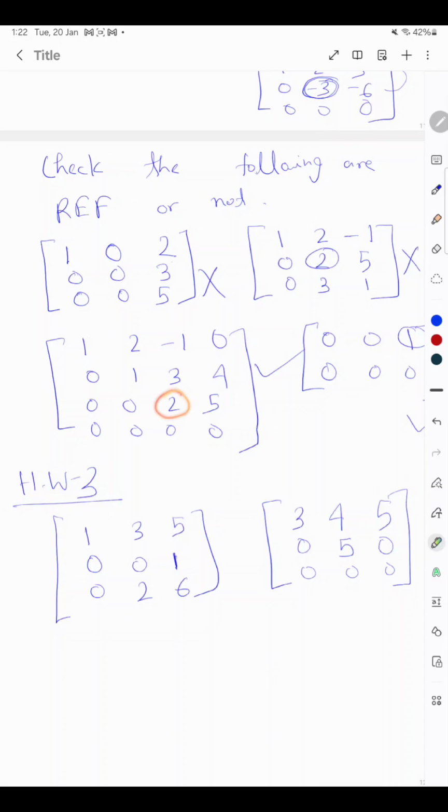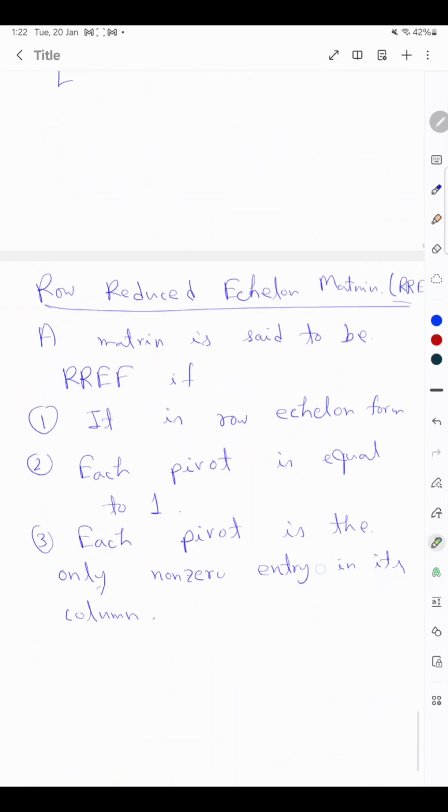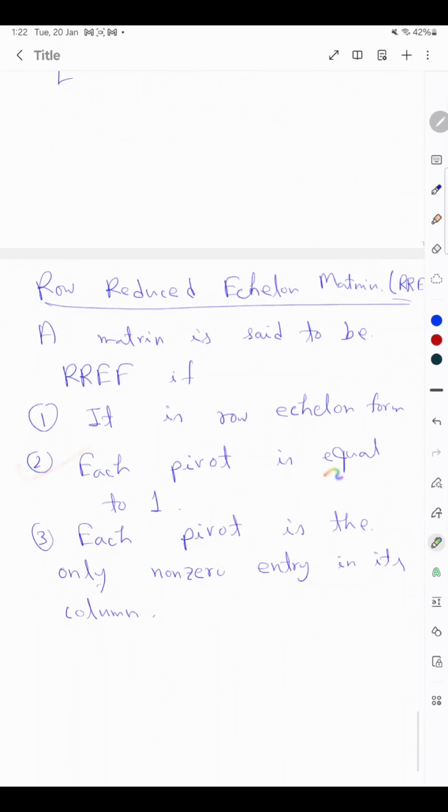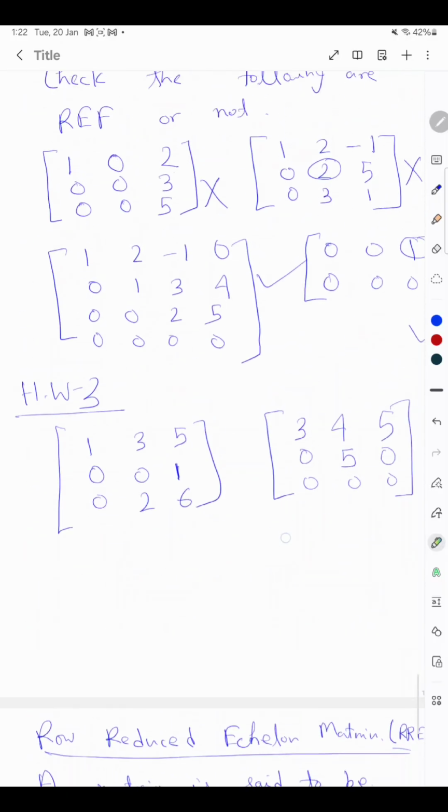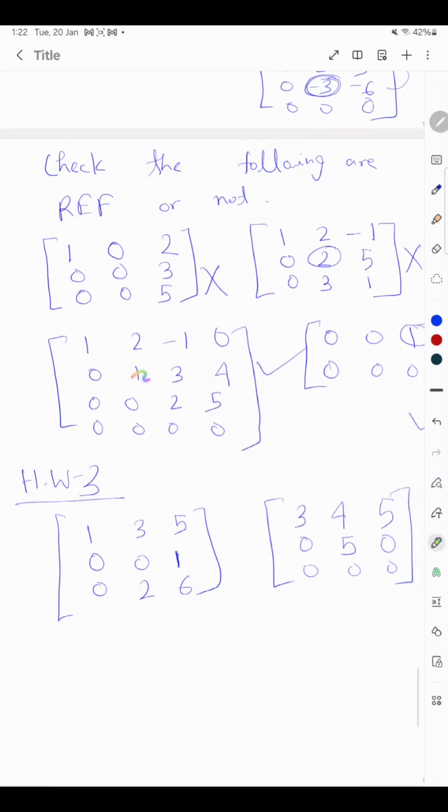Whenever you have to make this into RREF, what modification do you have to do? First you have to make this 2 into 1, because this is also a pivot, right? This is the property that each pivot is equal to 1. Next, each pivot is the only non-zero entry in its column. What do you mean by that? Basically, if this is a pivot, this should be the only non-zero element in the column. So you have to make this type of element also 0. You have to take care of that fact also.